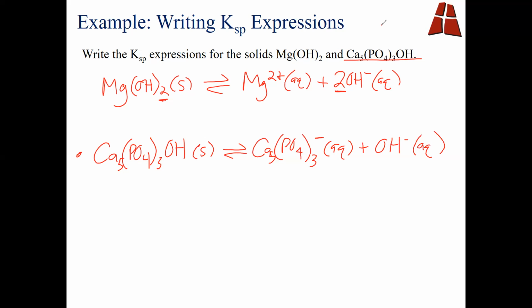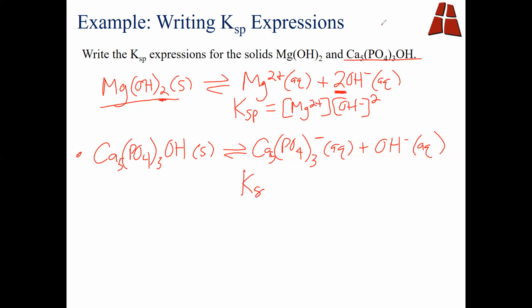If we were to write K expressions for them then, our KSP expression for the top reaction would be our products over our reactants. But because our reactant is a solid, we'd end up with Mg2+ times OH minus. Then we would square that OH minus, right? Because we have a coefficient of 2. So just a reminder, that we do need to remember our coefficients. If we have 2 in front of it, we need to then square it in our equilibrium expression.